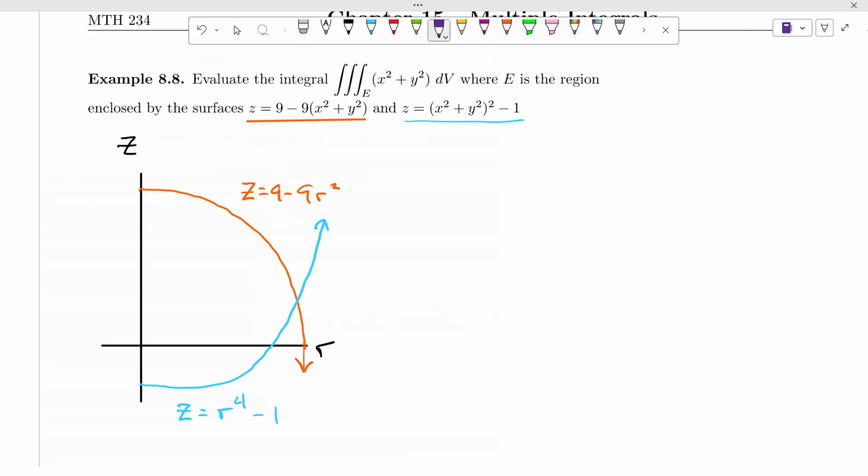And I'm interested in probably their point of intersection. I think that'll be helpful to know. Because ultimately what I want to do is think of this as a 3D shape, right? So this thing would just revolve around the z-axis.